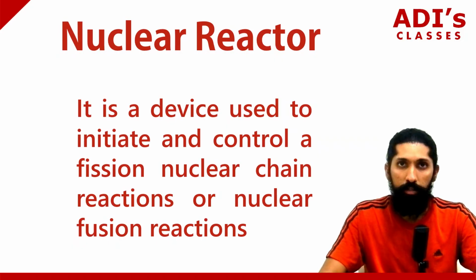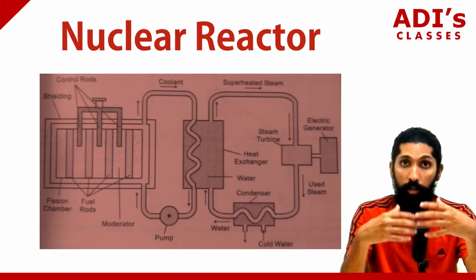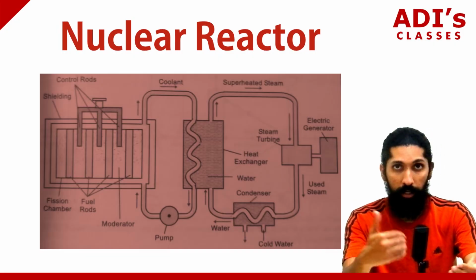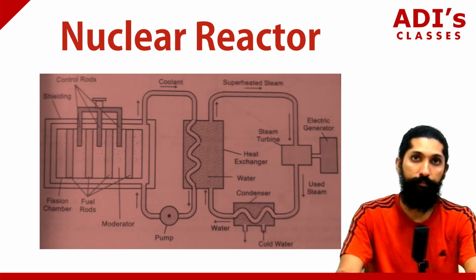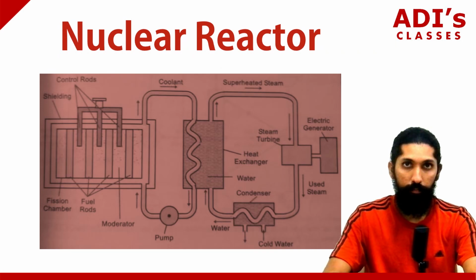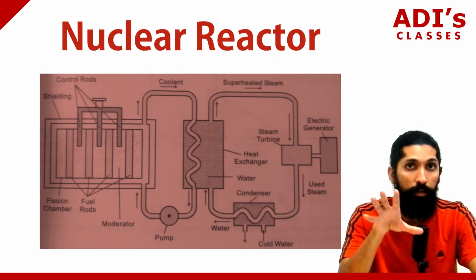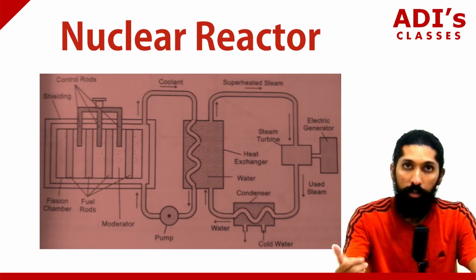Now, there are many parts in this. See, there are two parts. One is the part where the fission actually occurs. The second part is the outer part where we take that energy and make useful energy out of it. So two parts. Let's start with the first one, that is what is there inside the core of the nuclear reactor. The core is where the actual fission occurs.